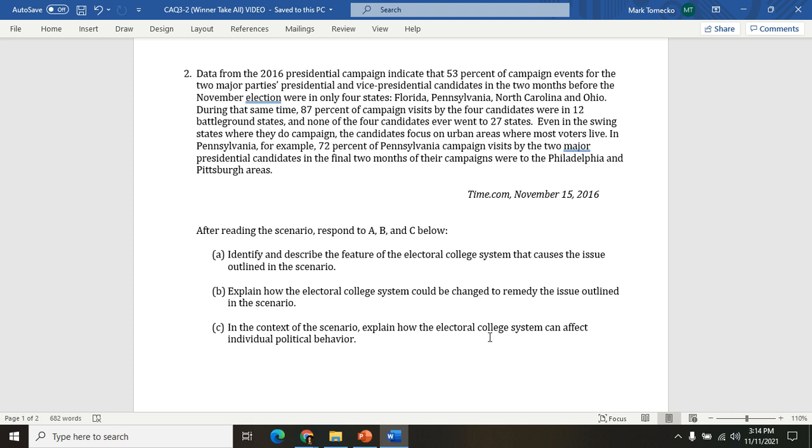Or winner take all: if I'm in a safe state and I know that all of the electoral votes are going to one candidate or the other, if I'm in a safe state where polls show the Democrat's going to win 65% of the vote, this isn't even close, then I may be less inclined to vote because I'm not going to change that outcome. My one vote isn't going to give them any more electoral votes, so why bother, right? But again, connecting it back to that individual political behavior, in this case, voting.